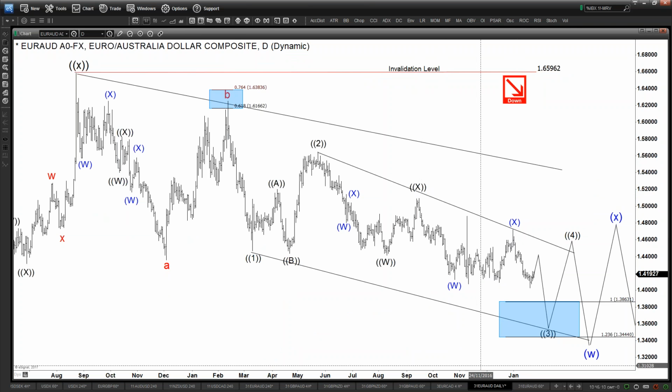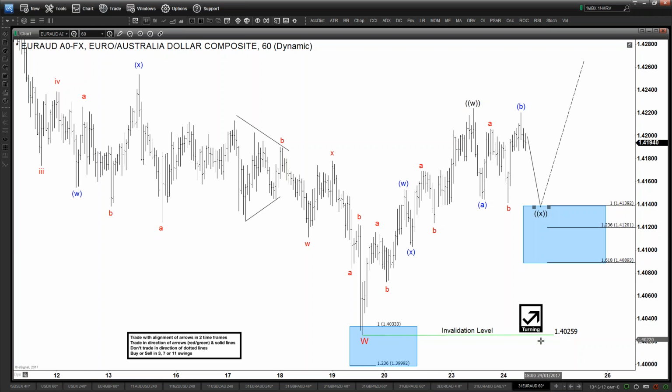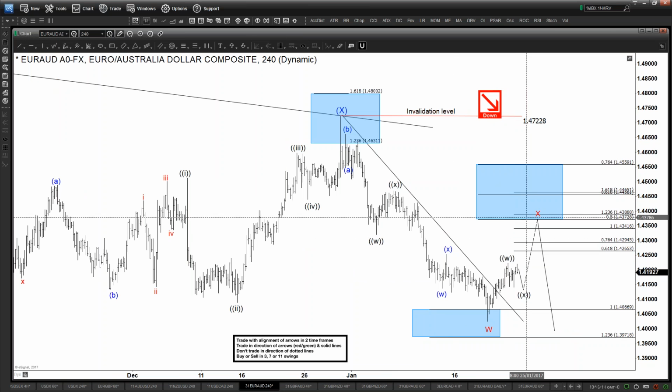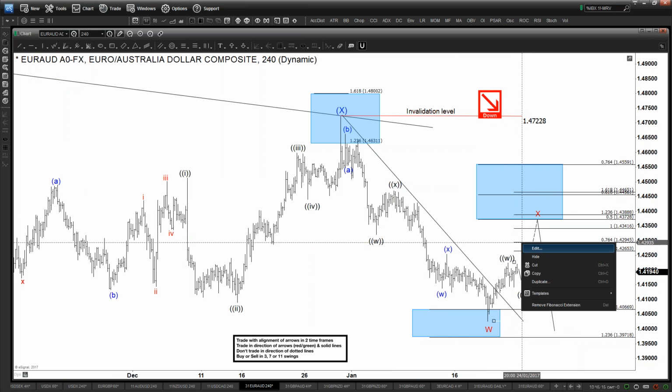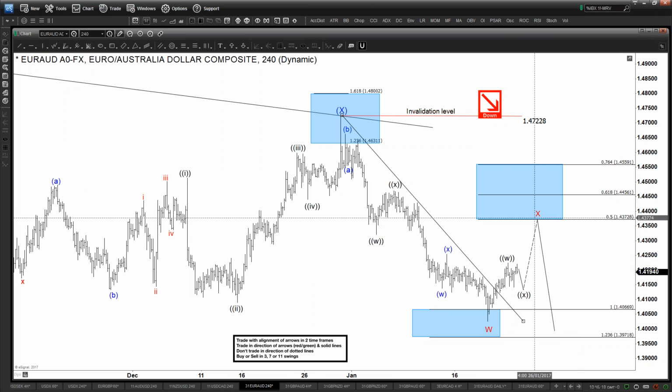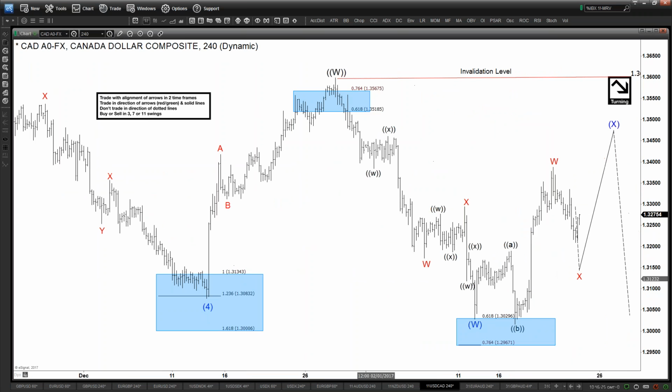Keep that in mind. Okay, so we would be looking to be sellers at the next set of equal legs in the Euro Aussie on the upside. Once this wave X is complete, you work out equal legs against the 1.618 extension. We would like to sell it, looking lower for new lows or a 3-wave pullback at least.